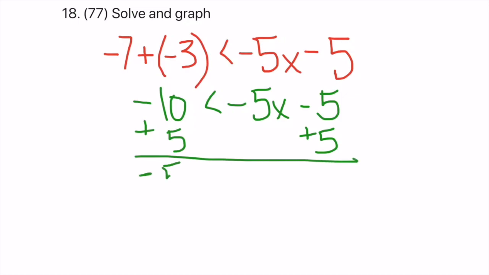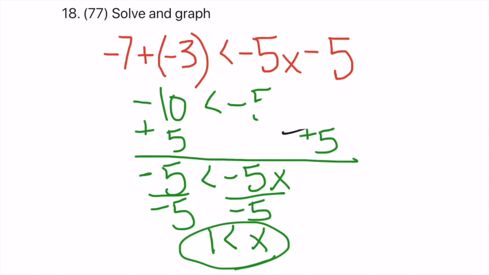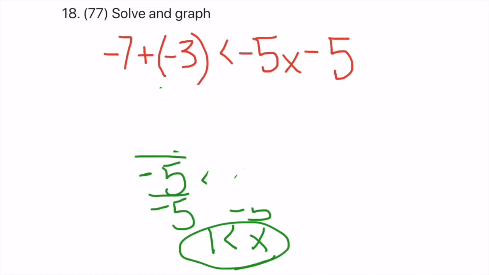So we have -5 is less than -5x. Divide both sides by -5, and we get x is greater than +1. Now I'm going to erase some of this so we have room for our number line.